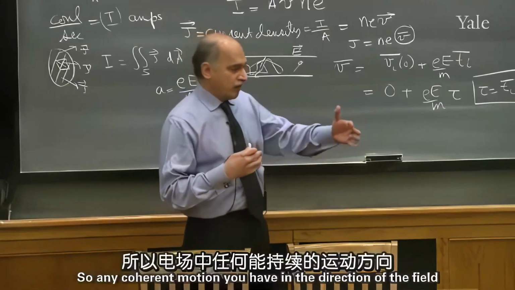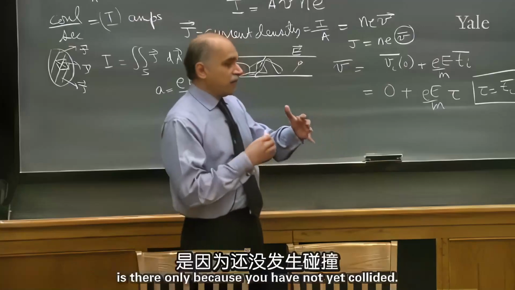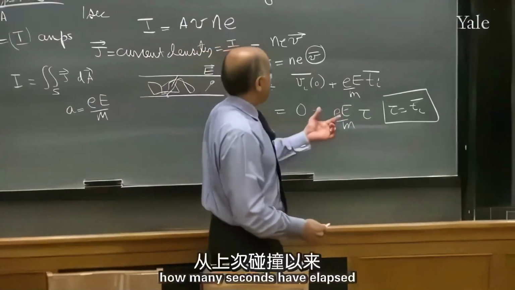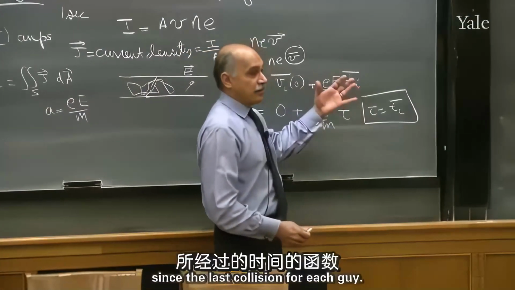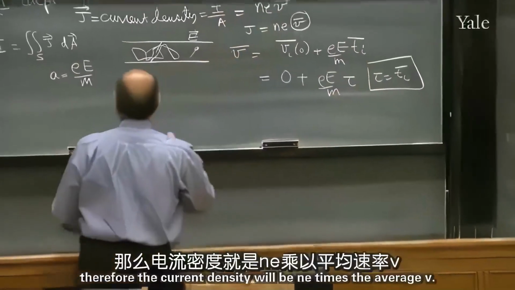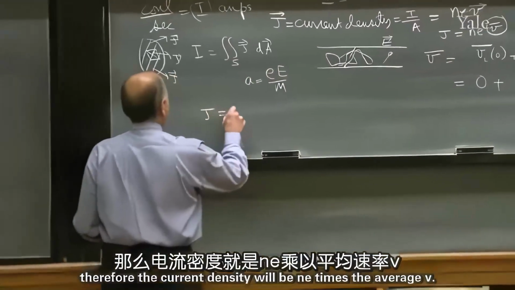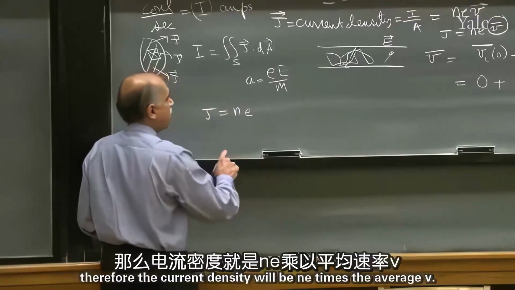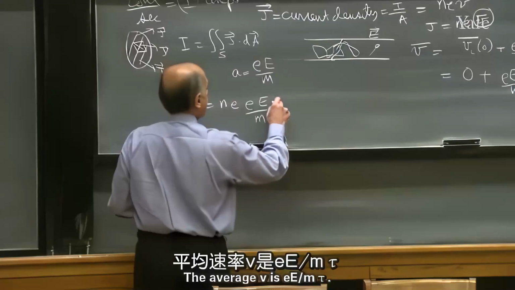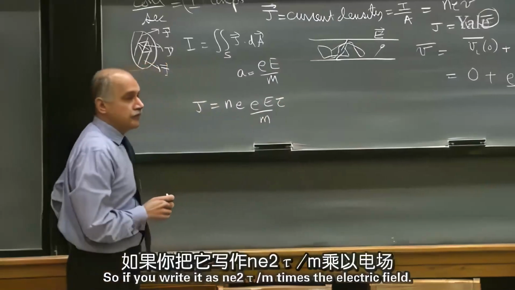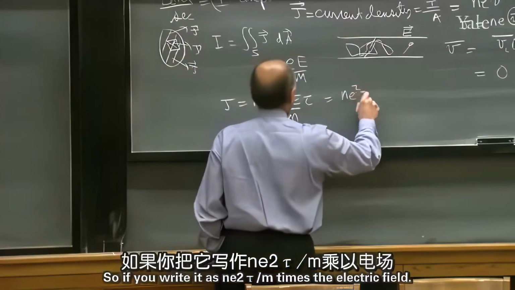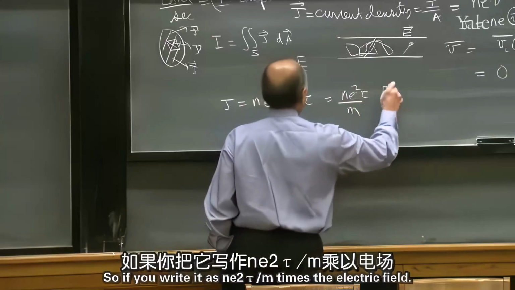So any coherent motion you have in the direction of the field is there only because you have not yet collided. So the net current is a function of how many seconds have elapsed since the last collision for each guy. When averaged, it gives you this. So we use the symbol tau for that. Therefore, the current density will be n e times the average v. The average v is eE over m times tau. So we write it as n e squared tau over m times the electric field.